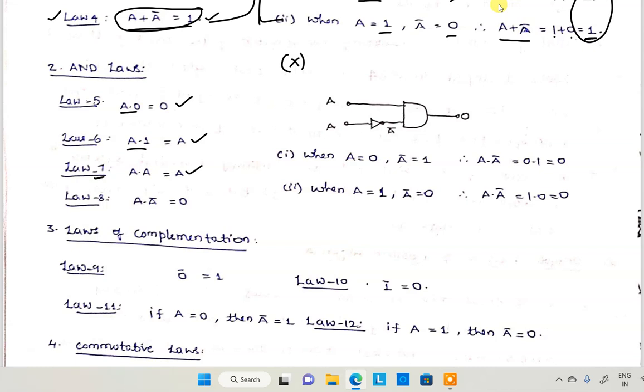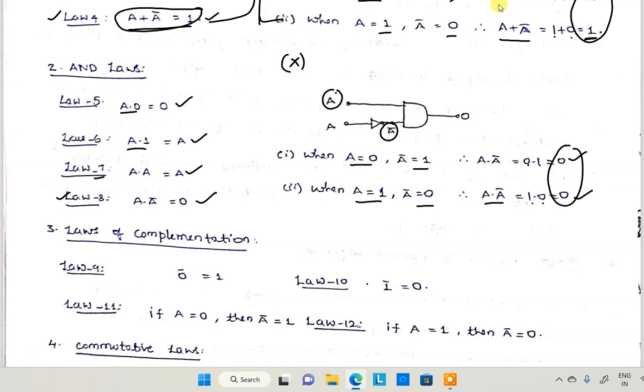This is Boolean algebra. Next, law number 8. Before law number 8, just see this diagram. This is A, this is A bar. For example, A is equal to 0, A bar is equal to 1. The product of A into A bar, that is 0 into 1, is equal to 0 only. Next, A is equal to 1, A bar is equal to 0. So whenever A into A bar, A is equal to 1, A bar is equal to 0, that will be 0. That means A into A bar is always equal to 0. These up to 8 laws are completed.